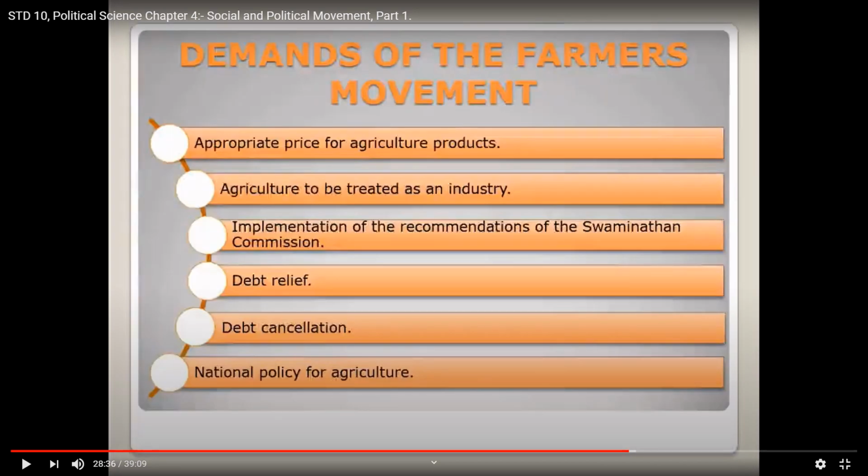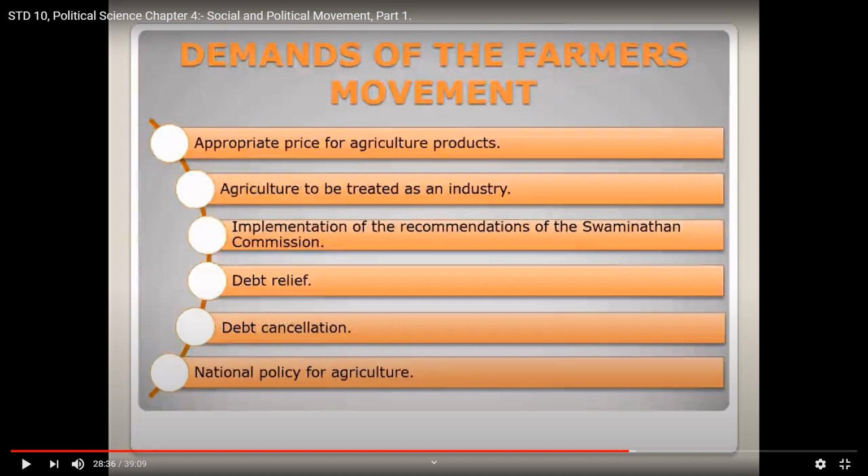In the previous slide, we spoke about the farmers movement. Now let's see what are the issues or the demands that the farmers or their movements have always demanded. The first point is appropriate price for agricultural products. If you see the current agitation, the current farmers protest that is going on, they are also asking on a similar baseline, where they are asking for the minimum MSP, minimum support price.